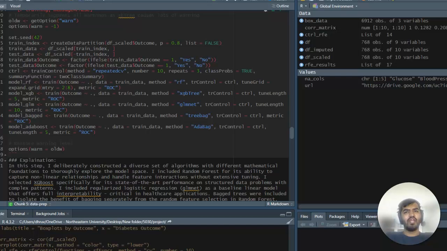I chose 10-fold cross validation repeated 3 times rather than a simple holdout validation to get a robust performance estimate. I optimized for ROC rather than accuracy due to the moderate class imbalance in the dataset, with about 35% of it being diabetic.